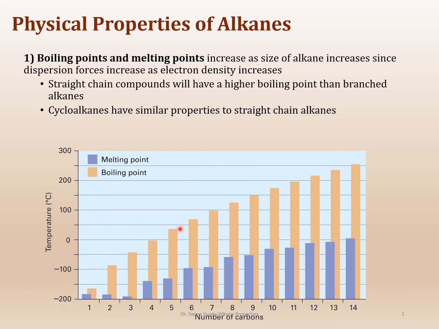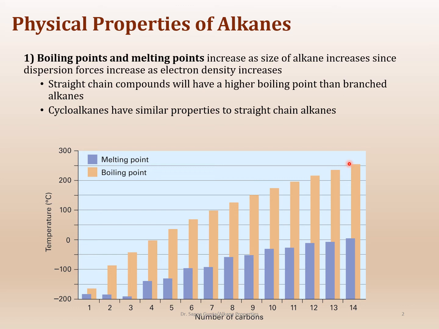Then it keeps increasing as the number of carbons increases, which is valid because the electron density is increasing, so dispersion forces increase, and so the boiling point also increases. In general, carbons 1, 2, 3, so methane through propane, are gases. Then butane is a little bit gas, a little bit liquid, and then you have a whole bunch of liquids until C22 or C24, and then you start getting solids. So you have all three phases in alkanes.